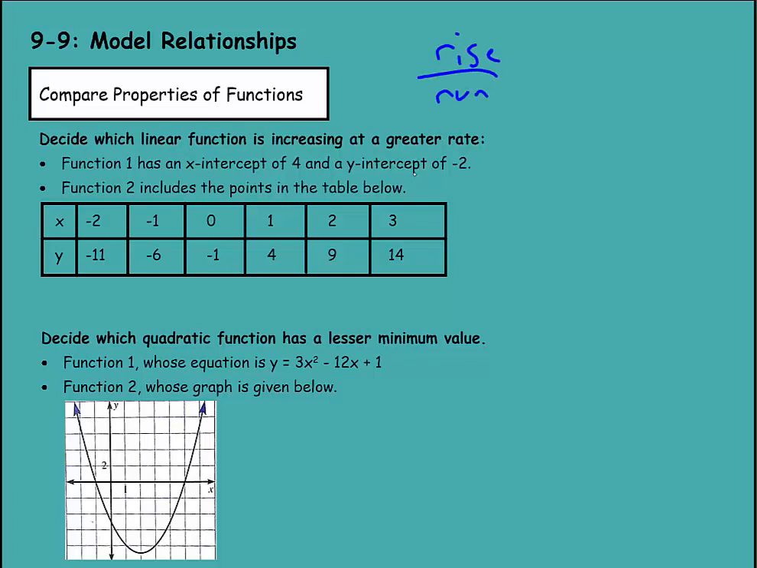So if it gives us the x-intercept and the y-intercept, that would be 4 and 0 for the x-intercept. The y-intercept would be 0 and -2. So our rise would be -2.